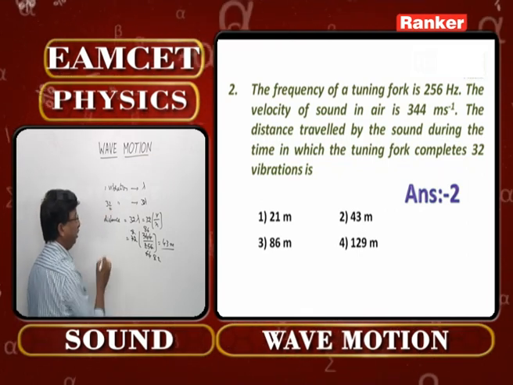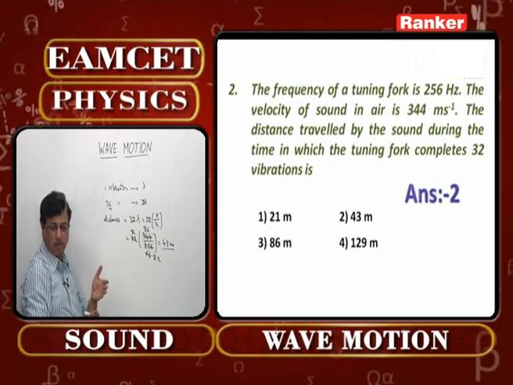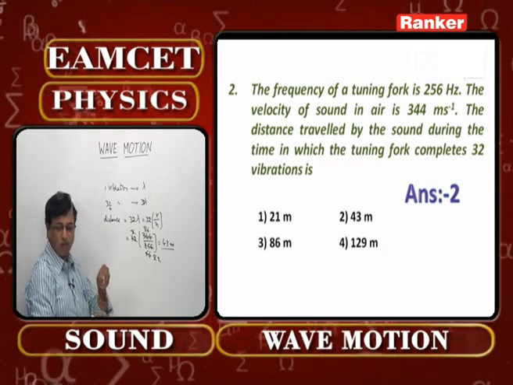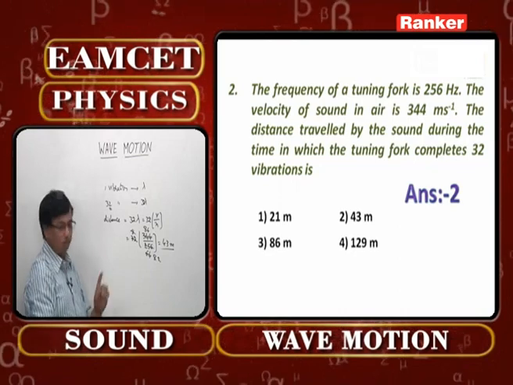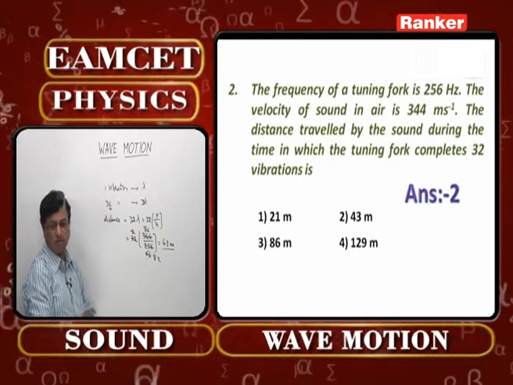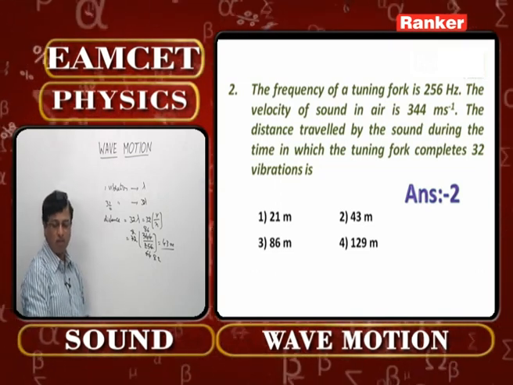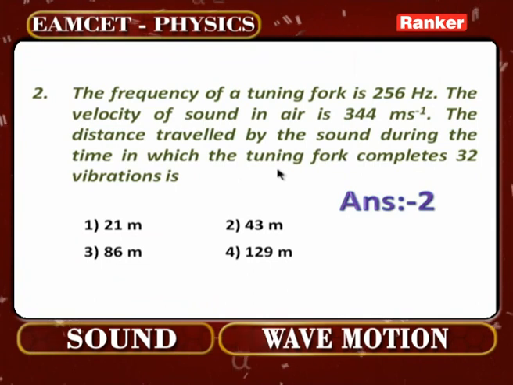Remember carefully, the number of vibrations made by the tuning fork is equivalent to so many waves which are being formed. 32 vibrations means 32 wavelengths will come out. That is the total distance traveled by the wave that has been emitted. Let us check the next number, that is problem number 3 here.